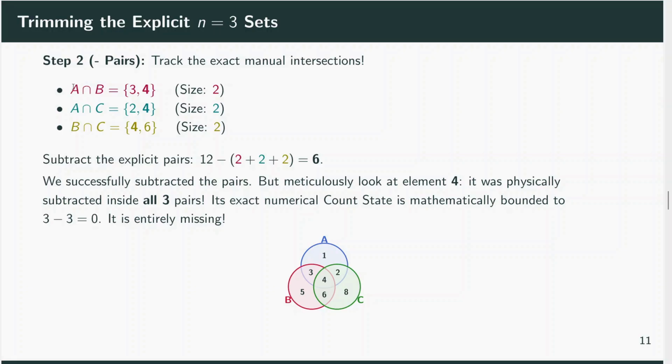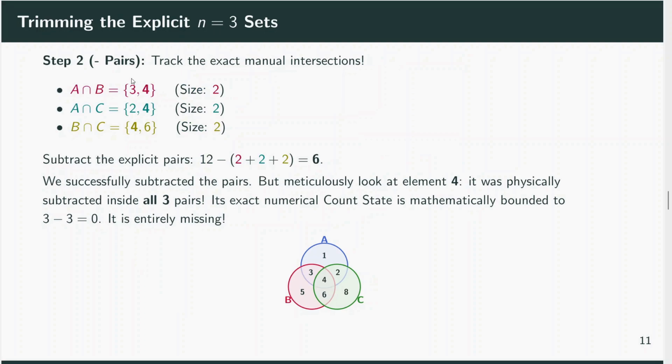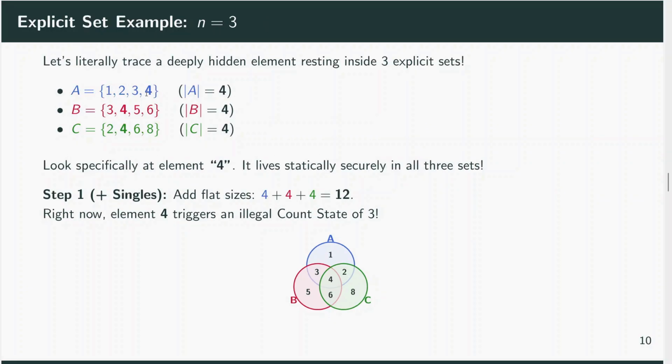First, let us find the intersection of A and B. A contains 1, 2, 3, 4. B contains 3, 4, 5, 6. Which elements appear in both? 3 and 4. So the intersection of A and B is the set containing 3 and 4. Its size is 2. Next, the intersection of A and C. A contains 1, 2, 3, 4. C contains 2, 4, 6, 8.